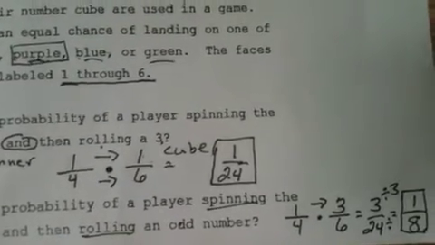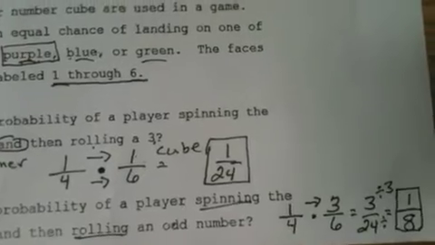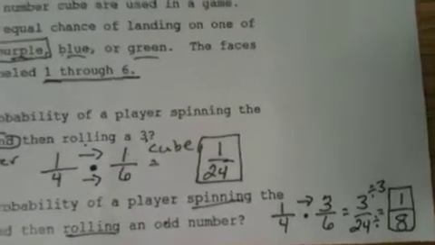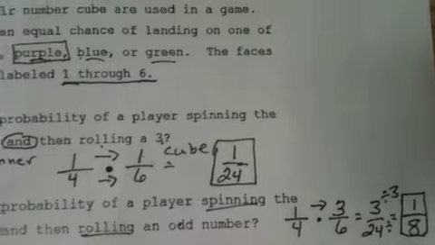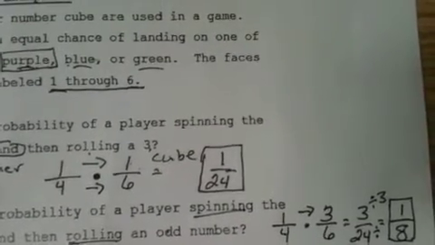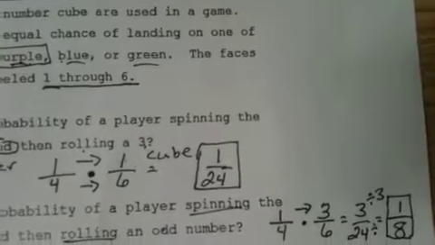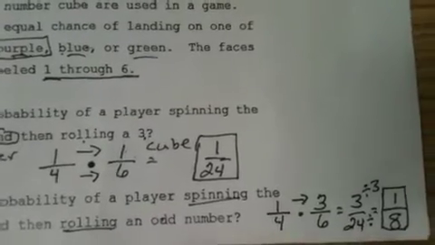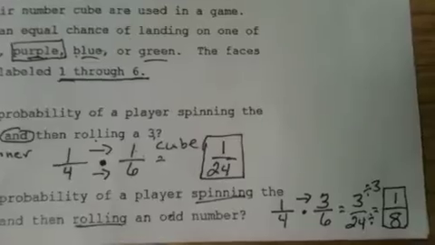Now, multiply straight across. 1 times 3 is 3. 4 times 6 is 24. And again, the last question I need to ask myself is, is this simplified, 3 to 24? No, it's not. I can divide each of them by 3. So 3 divided by 3 is 1, 24 divided by 3 is 8, and 1 out of 8 is simplified.